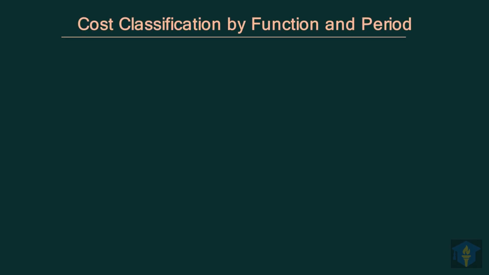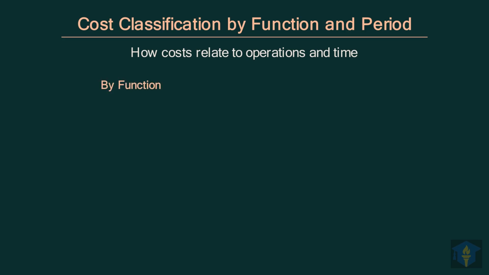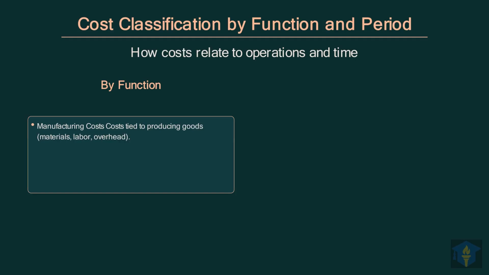Now, let's explore cost classification based on their function within the business and the period they relate to. This helps us understand how different costs contribute to operations and are accounted for over time. When classifying by function, we first consider manufacturing costs, directly tied to producing goods. These include all expenses like materials, labor, and overhead that go into making a product.